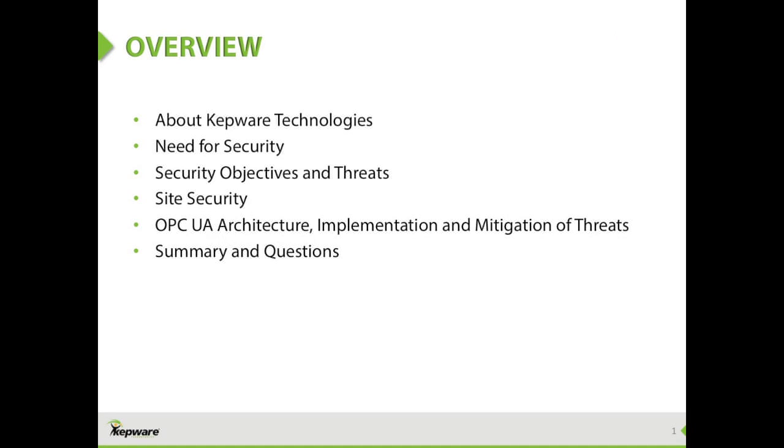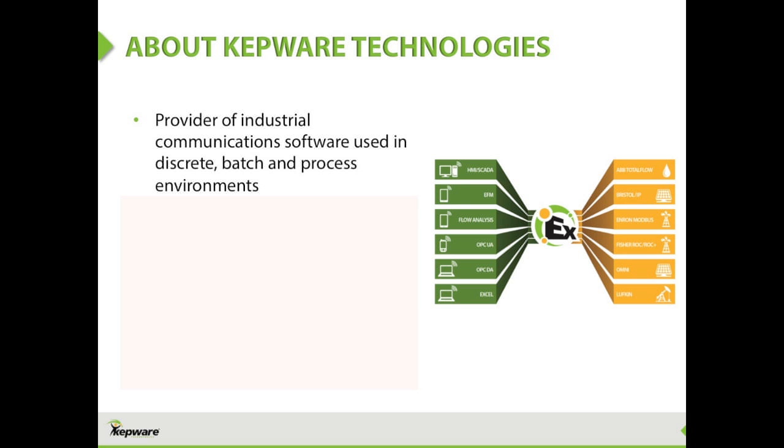Looking at the overview, I'm going to start with a one-slide presentation on Kepware Technologies, who we are and what we do. I will then move on to the contents of the white paper: the need for security, why we need that, common security objectives, and threats that make achieving those objectives difficult. We'll talk about site security and what sites are doing today to manage security. And then we'll also look at OPC UA as a technology to help sites meet their security needs. We'll wrap it up with a summary of the presentation, and then we'll open it up for some questions at the end.